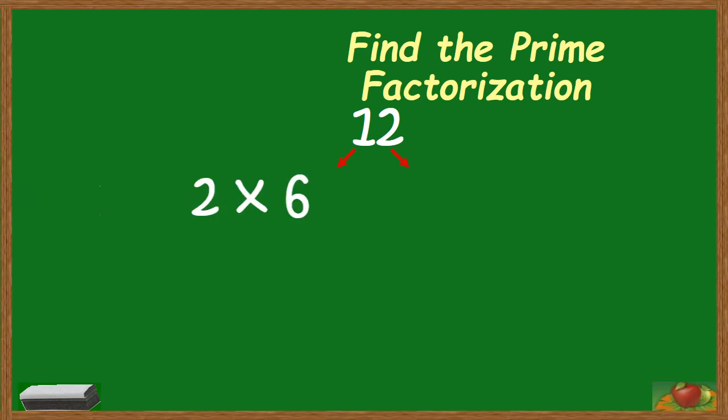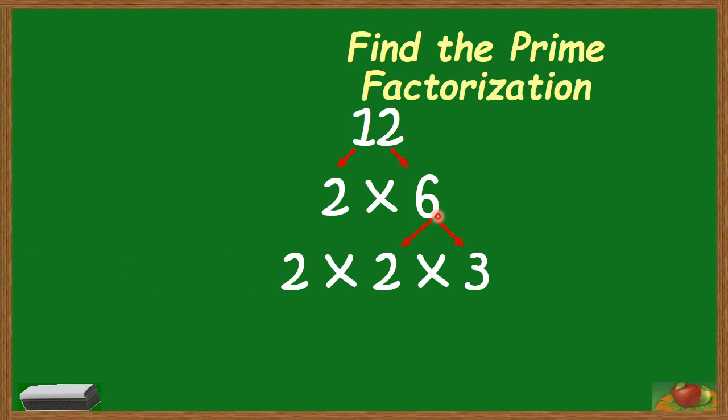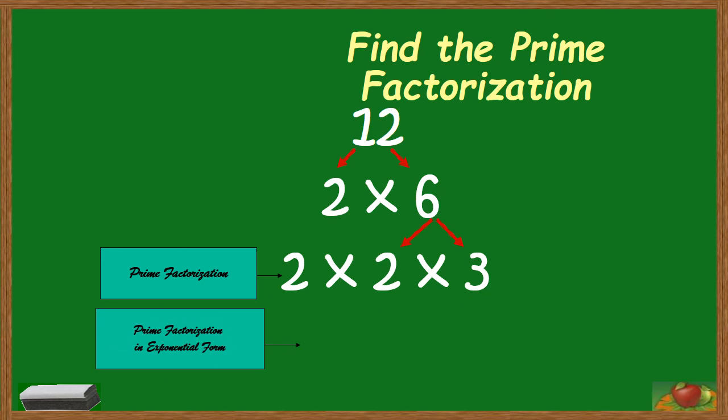So we have 12 as 2 times 6. 6 is a composite number, so let's keep going. So we have 2 times 3. Are we going to stop? Yes, of course, we have to stop because they are all prime numbers. So therefore, the prime factorization of 12 is 2 times 2 times 3.